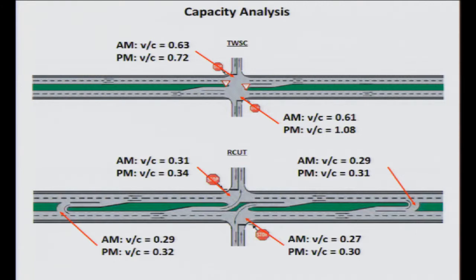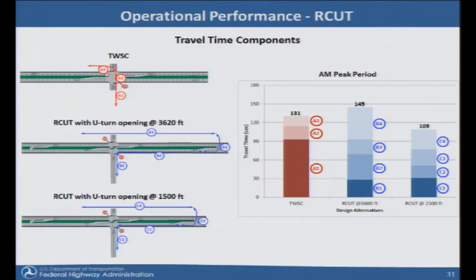Just by turning that into an RCUT design, this allows vehicles to go through and make a direct left, and that immediately brings the V over C ratio down to less than 50%. Okay, so we preserve the level of service on the major road and, by the way, increase the capacity for the minor road. So basically, drivers from the minor road will have more gaps to enter the intersection. Okay, and now another issue we need to convince the locals of.